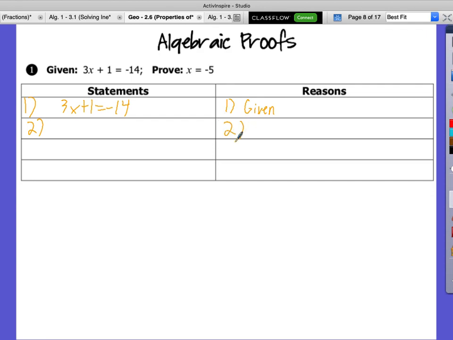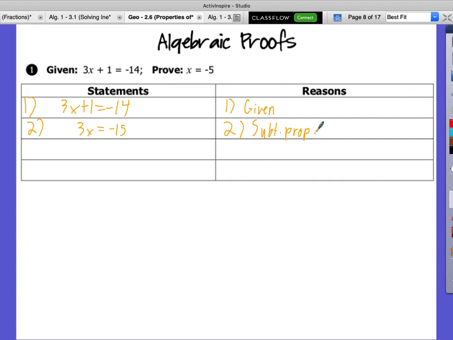So now, what math would we do, guys? Subtraction. Subtract 1 from both sides. If we subtract 1 from this side, do we still have a 1 here? No, so we're down to 3x. If we subtract 1 from the right side, what do we get? Negative 15. A negative becoming more negative. And what tells us that we can subtract 1 from both sides? The subtraction property tells us we can do that and it's still equal. So that's our reason.